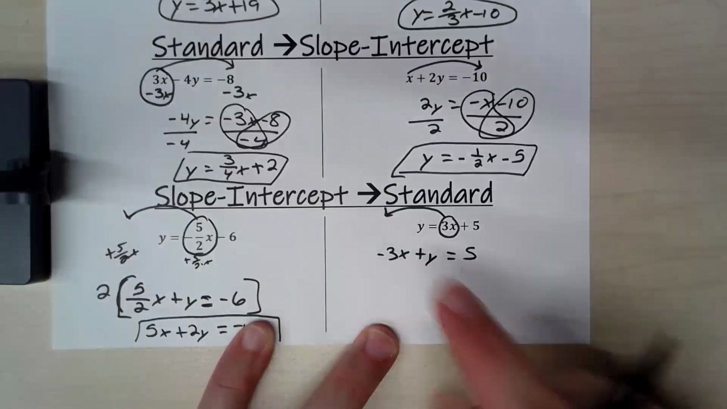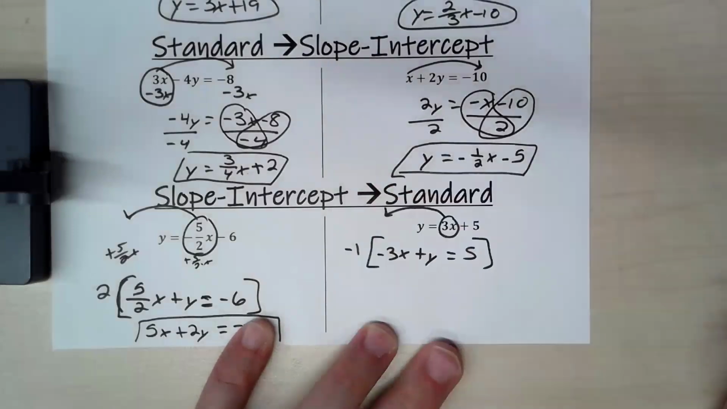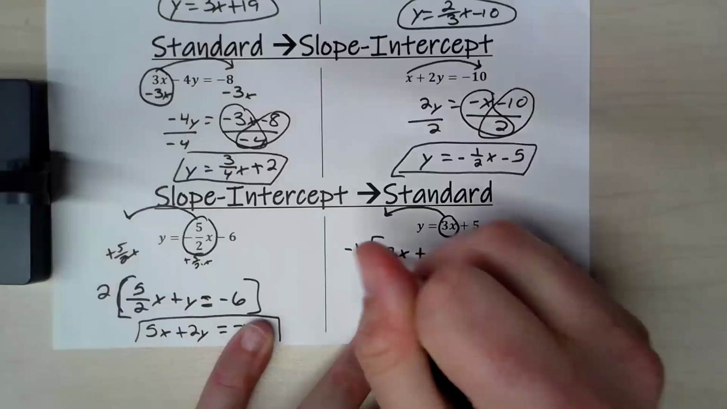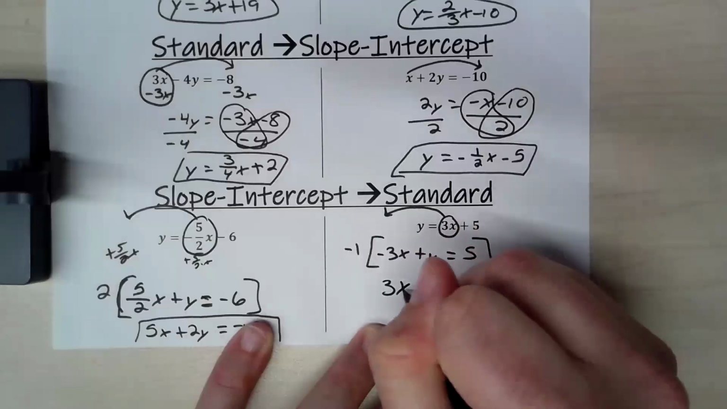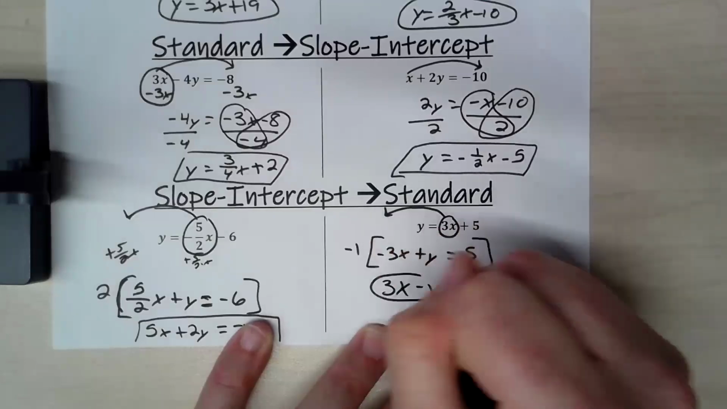If my x value is negative, remember I've got to multiply my entire equation by -1, because that flips it and makes it positive. X has to be positive. -1 times negative 3x makes it positive 3x. -1 times y makes it minus y. -1 times 5 makes it -5.